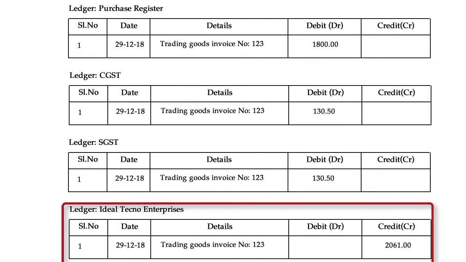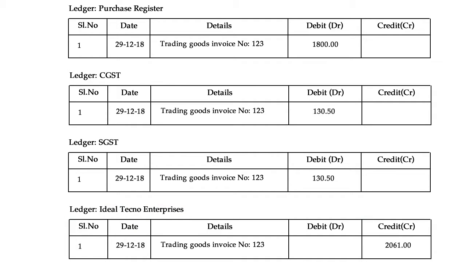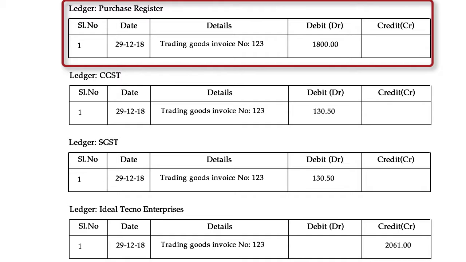So Ideal Techno Enterprises will be credited by 2061 rupees, and as it is a purchase, the purchase register will be updated. I mean to say the purchase register will be debited by 1800 rupees, because here we are deducting the GST amount from the total amount, because the actual cost of the purchased amount is 1800 rupees.